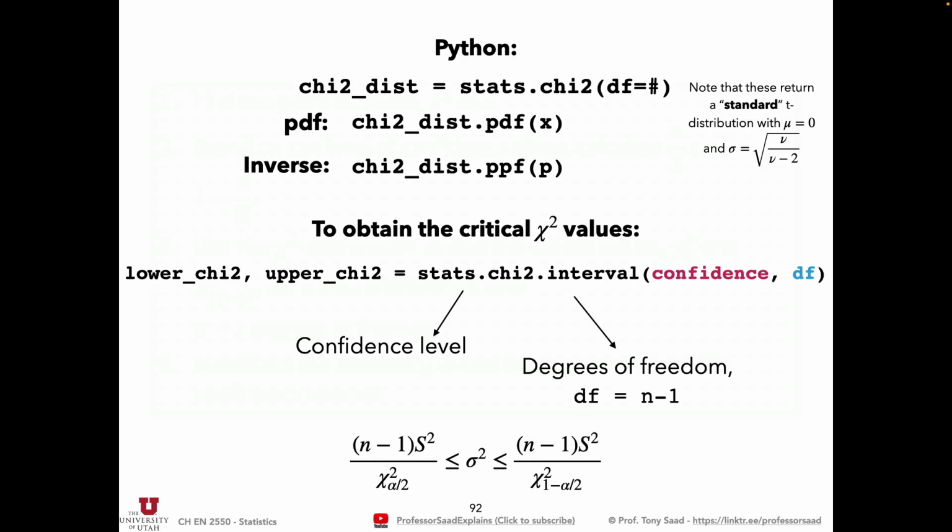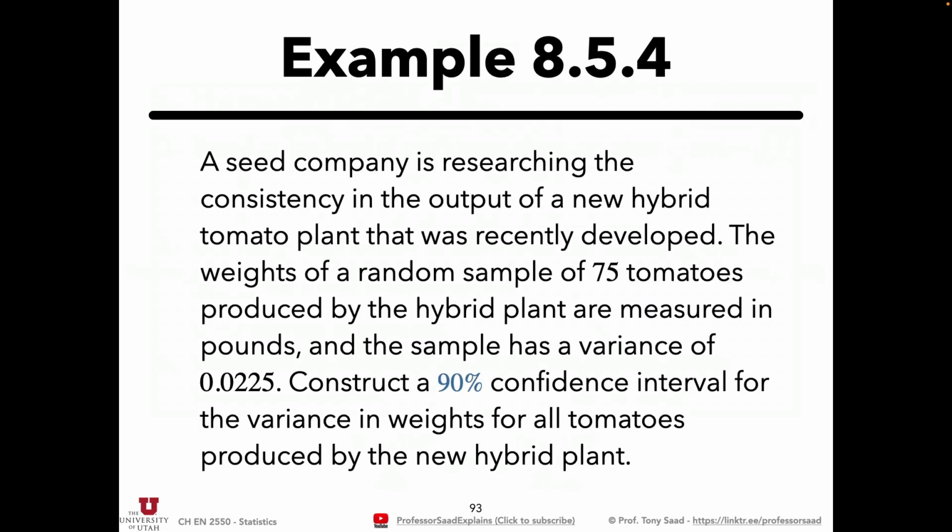Okay, let's do an example. A seed company is researching the consistency in the output of a new hybrid tomato plant that was recently developed. The weights of a random sample of 75 tomatoes produced by the hybrid plant are measured in pounds, and the sample has a variance of 0.0225 pounds squared. Construct a 90% confidence interval for the variance in weights for all tomatoes produced by this new hybrid plant. So we will use Python to just do this in one shot. Well, in a few shots.